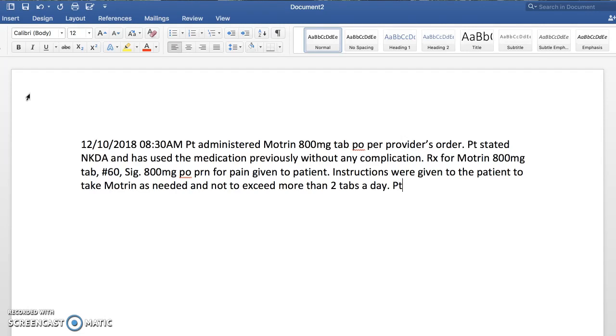Next, I'm going to indicate that the patient verbalized understanding, and the patient will return to office in 2 weeks. My first initial, last name, and my title.